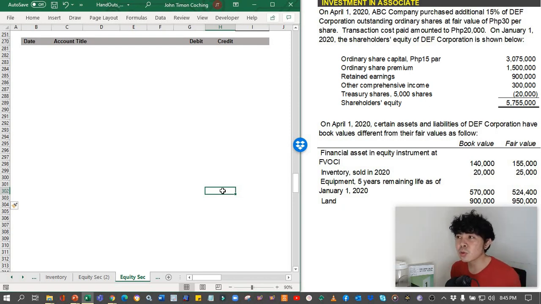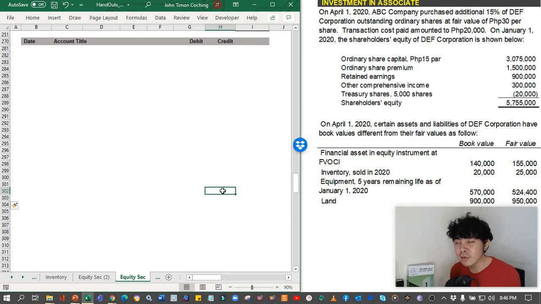So, initially, in 2019, our ownership is 10%. So, below 20% yon, di ba? For us to gain significant influence. Pero dito, on April 1, 2020, meron tayong additional 15%. Ibig sabihin, as of April 1, 2020, right after our acquisition, yung total percentage of ownership na natin, ABC Company, in DEF's ordinary shares is now at 25%. So, 25% ng ownership natin. So, we can assume na si ABC Company, given this information, can exercise significant influence.